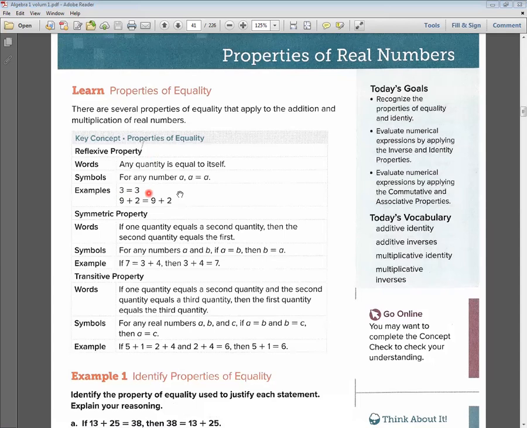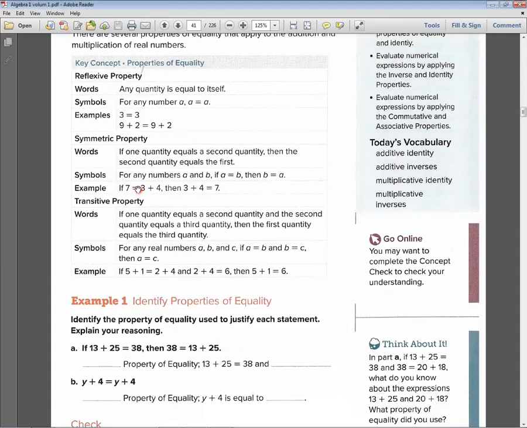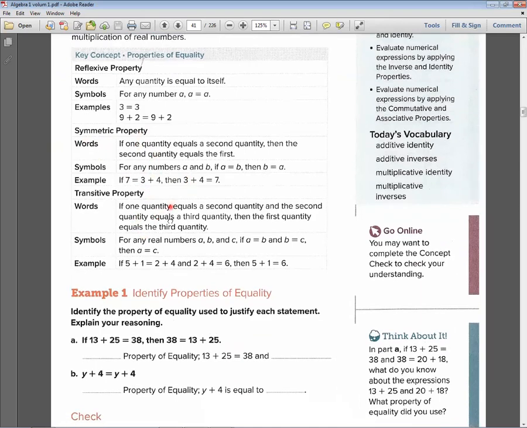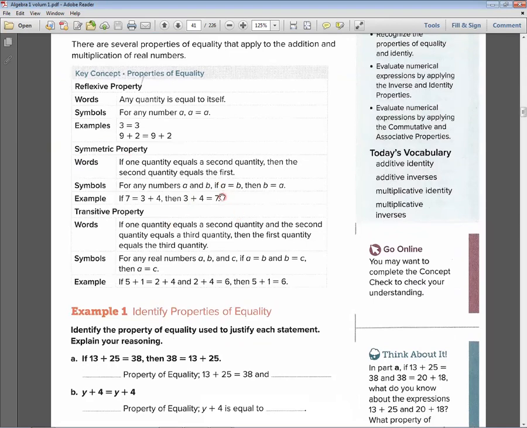Okay, 3 equals 3 and a equals a. Second property is symmetric property. It means we can replace the two quantities. Generally, we can say if a equals b, then b equals a.